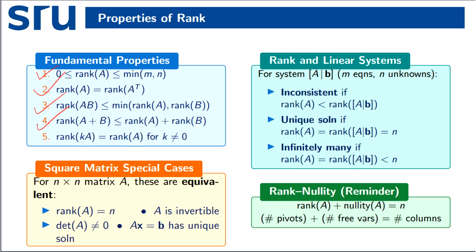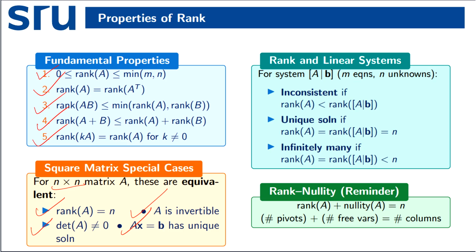Again, multiplying a matrix by a non-zero scalar does not change the rank of the matrix A. Also, for a square matrix of order n, if we have rank of A equal to its order, okay, then A will be invertible. If the determinant is non-zero, then Ax equal to B has a unique solution. Okay.